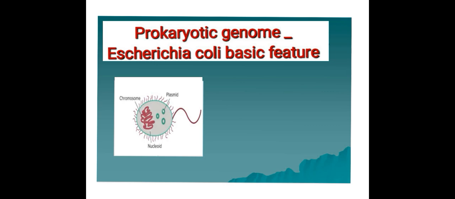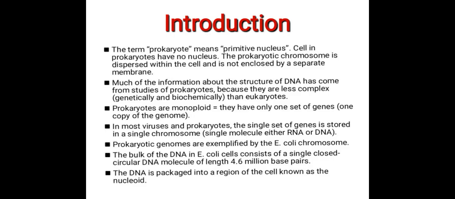Prokaryotic genome, Escherichia coli, basic features. Chromosome, plasmid, nucleotide. Introduction: the term prokaryote means primitive nucleus. Cells in prokaryotes have no nucleus. The prokaryotic chromosome is dispersed within the cell and is not enclosed by a separate membrane. Much of the information about the structure of DNA has come from the studies of prokaryotes because they are less complex genetically and biochemically than eukaryotes.